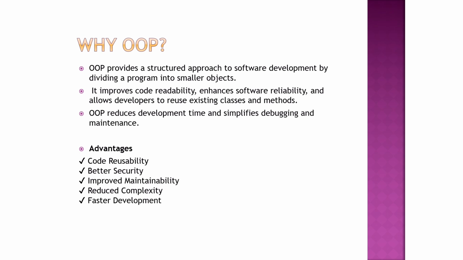Easy maintenance. Imagine Facebook. Every month new features are introduced. Developers don't rewrite Facebook. They simply modify one module. Next, reduced complexity. Instead of writing 50,000 lines in one file, OOPS divides them into small classes. Each class has one responsibility. Developers understand code easily. So faster development. Because code is reusable, software can be developed quickly. Companies save time, money, and resources.